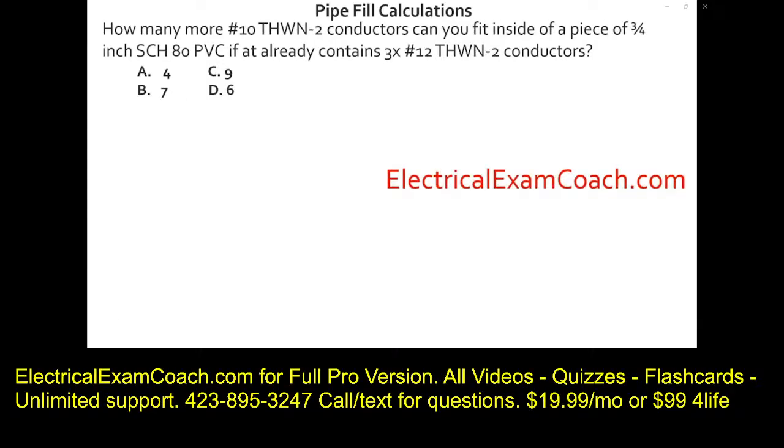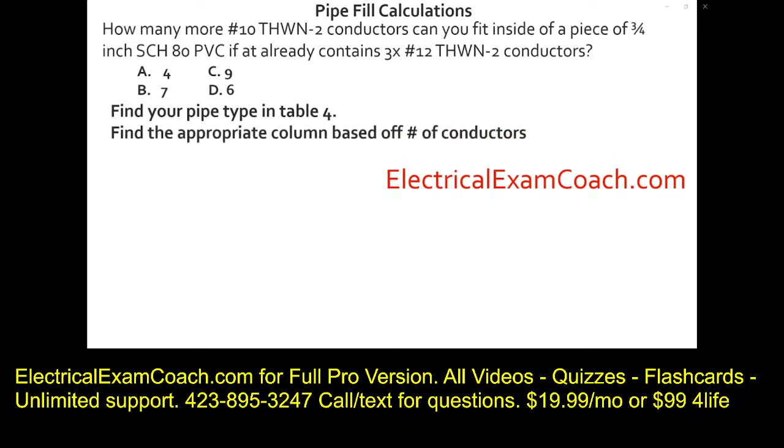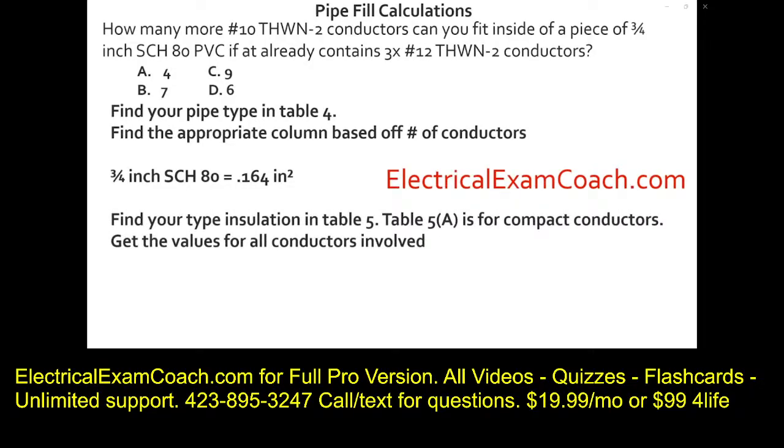How many more number 10 THWN-2 conductors can you fit inside of a piece of 3/4-inch Schedule 80 PVC that already contains 3 number 12 THWN-2 conductors? We're going to head to Chapter 9, Table 4 and find our pipe. We're going to find the appropriate column based off the number of conductors, and we're going to find this value for a piece of 3/4. Then we're going to head to Chapter 9, Table 5 for our conductor properties, being sure to write down all the values that we need.